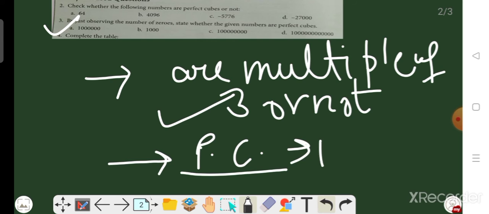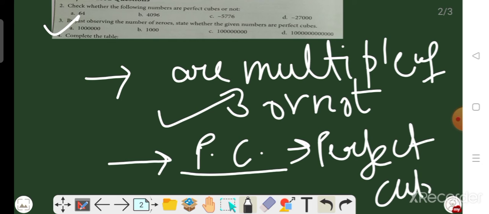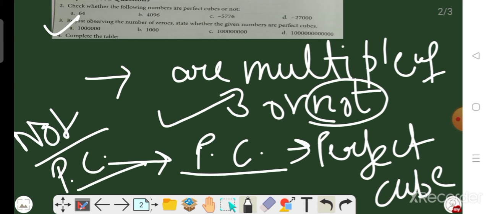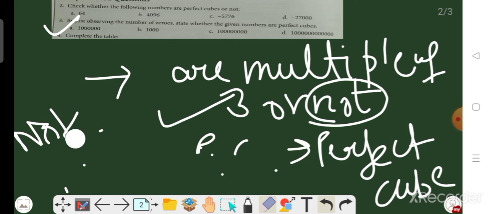PC means perfect cube beta. Okay. And if the number of zeros is not a multiple of 3, then the given number is not a perfect cube. Okay. Now look at the A part of question number 3 beta.